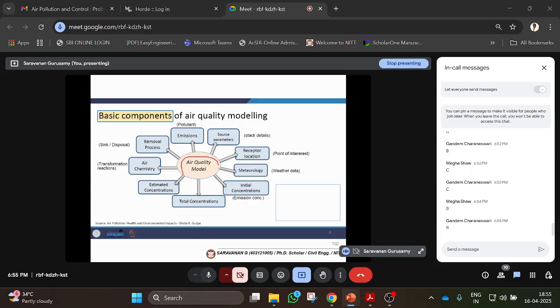Yeah, these are all the basic components of air quality modeling. Emission source, receptor location, where we are going to measure, that is the point of interest. Meteorology, initial concentration, total concentration, estimated concentration, air chemistry, removal process. That is sinking, where it is going to deposit, right? These are all key components of air quality modeling.